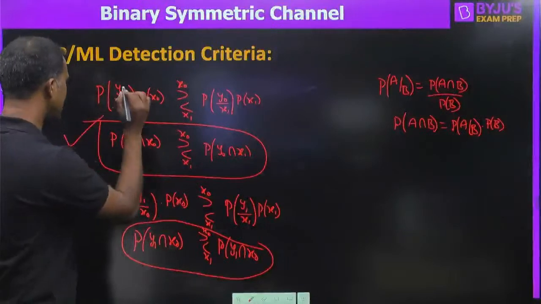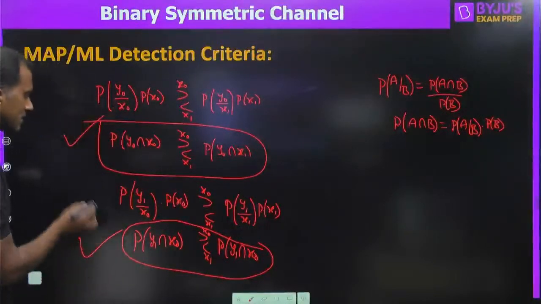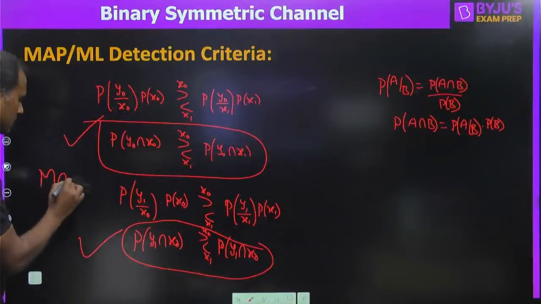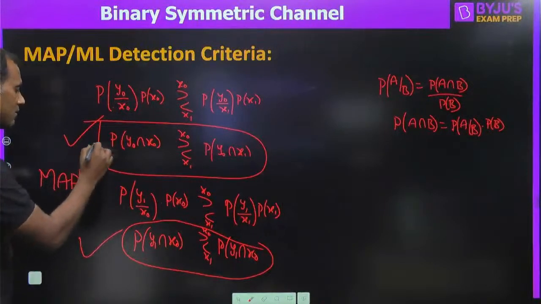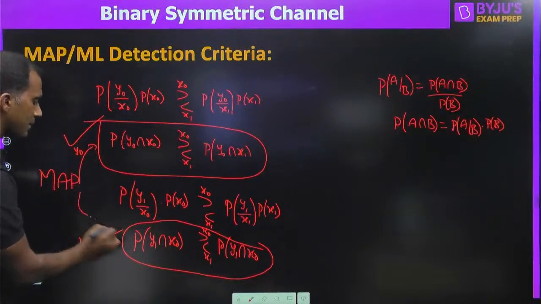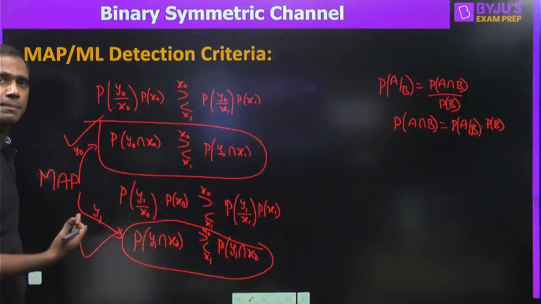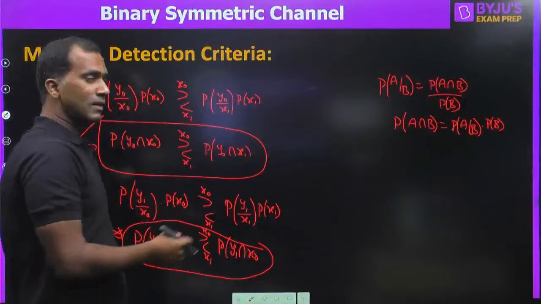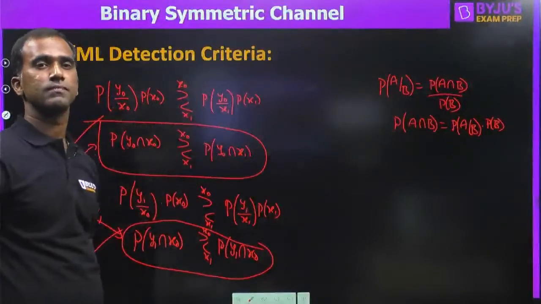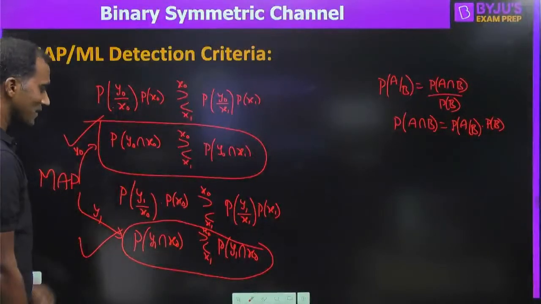So finally, this is what is MAP criteria. MAP criteria when you are analyzing Y naught, MAP criteria when you are analyzing Y1. These two conditions together are the MAP criteria to make a decision by looking at the received voltage. As simple as that.